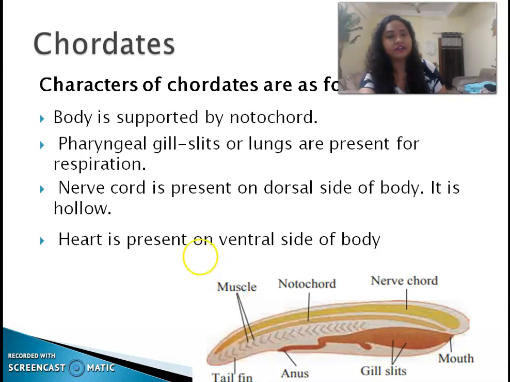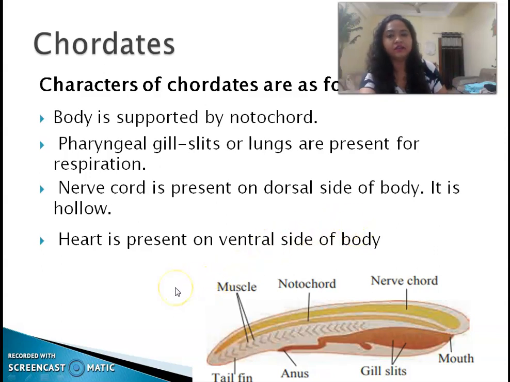Chordates. Characteristics of chordates are as follows. Body is supported by a notochord. Notochord or a spinal cord. Notochord is a structure which we will study in the next slide in detail. Pharyngeal gill slits or lungs are present for respiration. Nerve cord is present at the dorsal side of the body and it is hollow. Dorsal means the back side of the body. Heart is present in the ventral side of the body. Ventral side means the front side of the body.